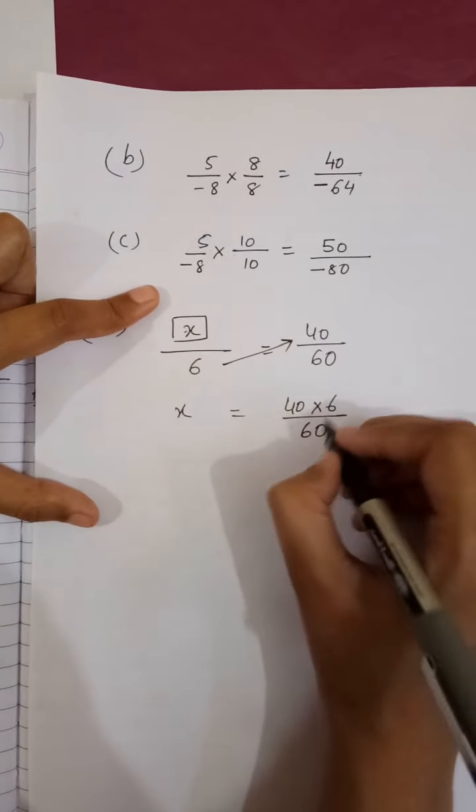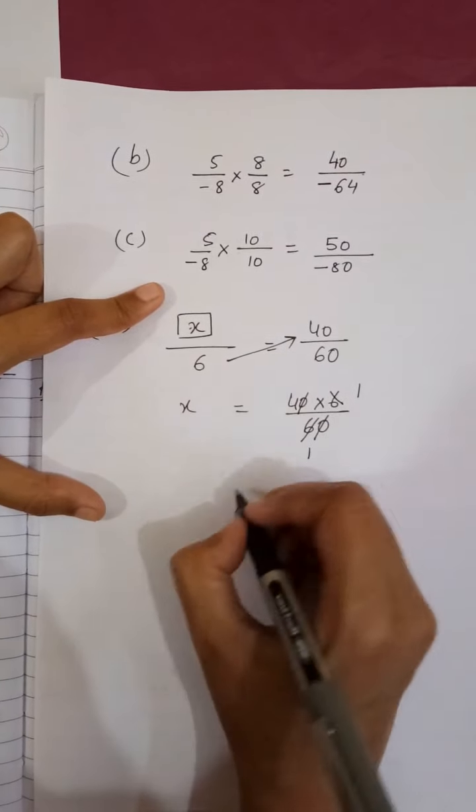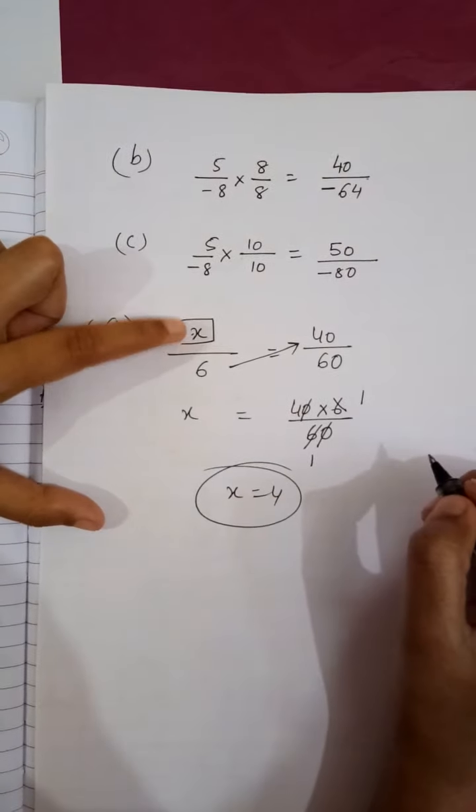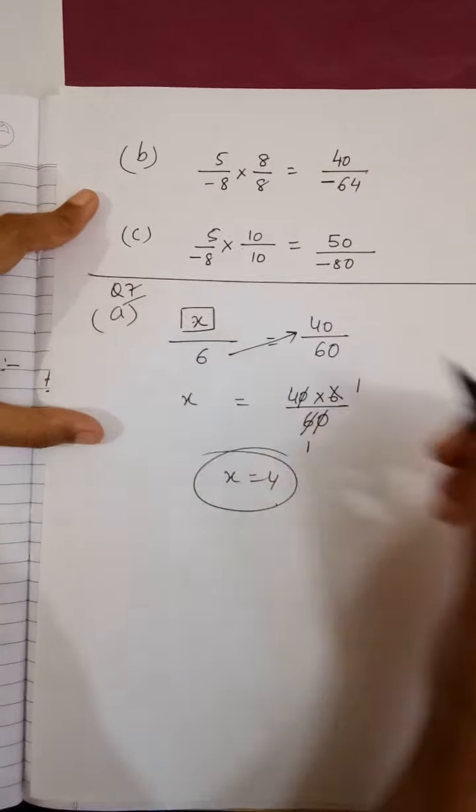Okay, now let us cancel this. 0 0 cancelled. 6 ones are 6, 6 ones are 6. What is left? 4. So the value of this x is 4. That's how you are going to find. This was question number 7, A part.